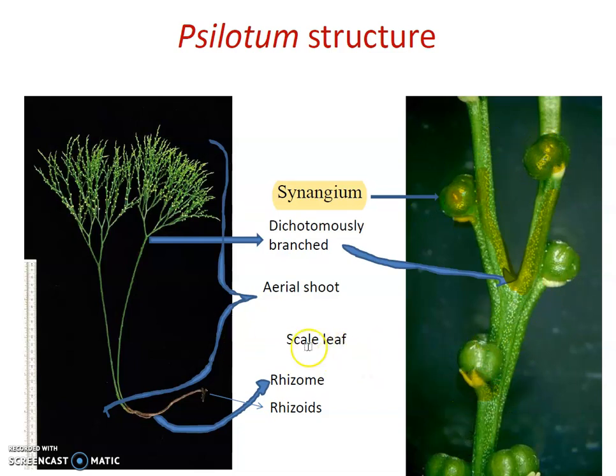Leaves are very small, called scale leaves. These are the scale leaves. So this is the structure of Psilotum. The size of Psilotum is up to 1 to 2 feet in height.